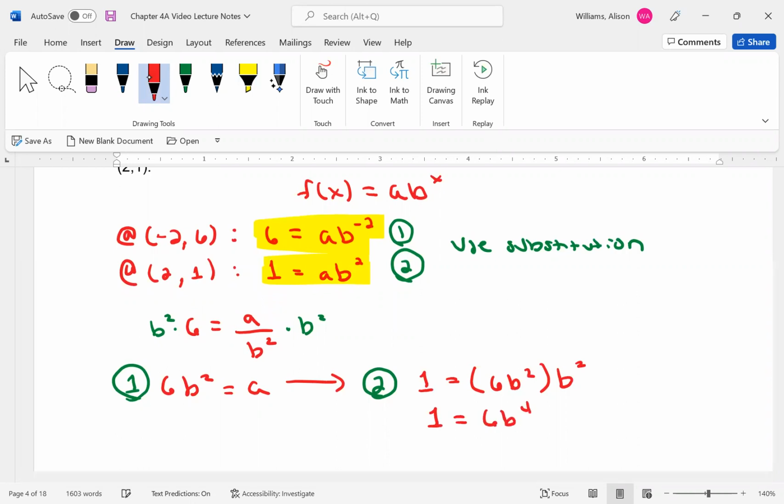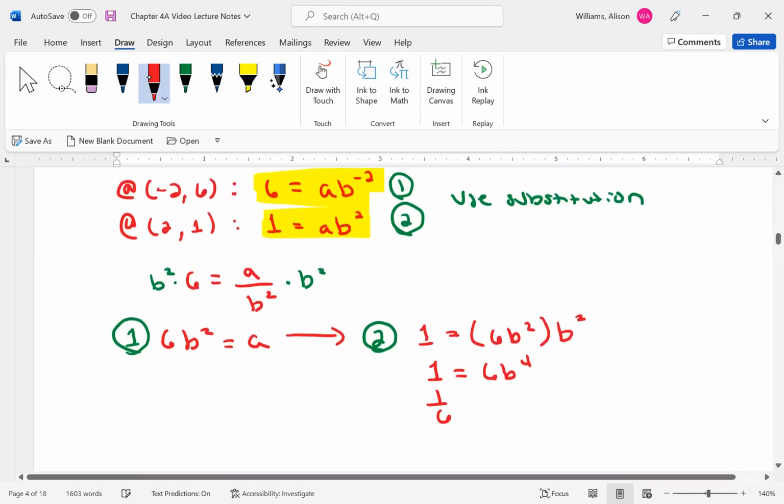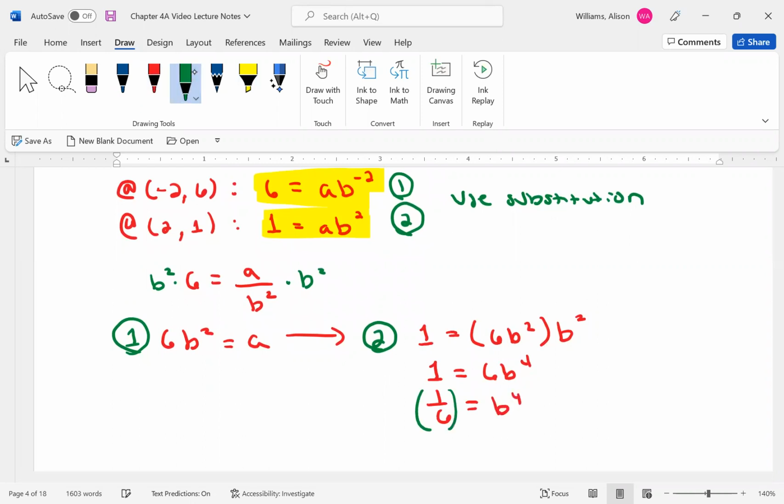And now I can do what I did a second ago, solve for b by raising both sides to the 1/4 or taking the 4th root, however you want to think about that. Let's see, 1/6 to the 1/4. Let me plug that in my calculator. I did not have this one ready. I'm getting 0.6389, going to 4 decimals again. Okay, so that's b.